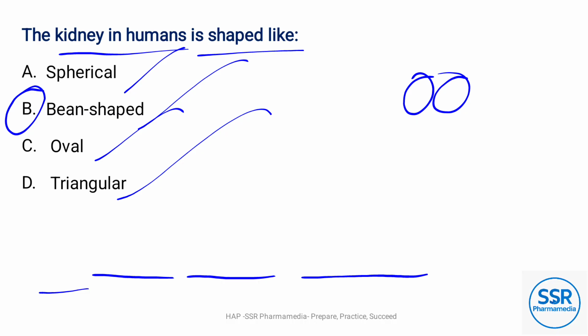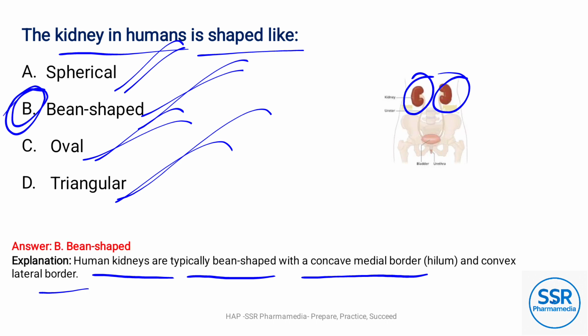shaped like: option A, spherical shape; option B, bean shape; option C, oval shape; option D, triangular shape. So the answer is option B. It is a bean shape. Human kidneys are typically bean shaped with a concave medial border and a convex lateral border.